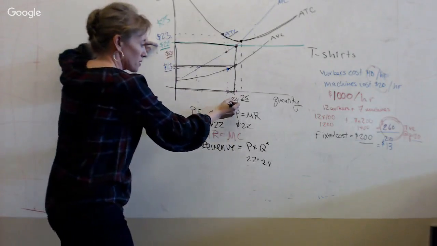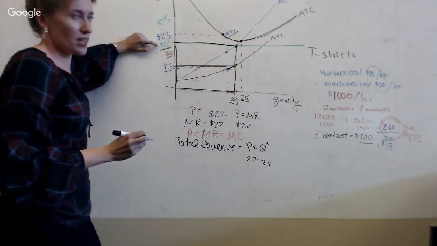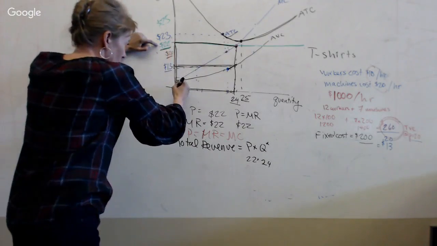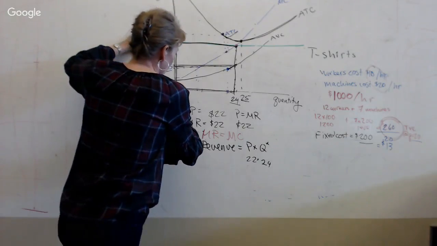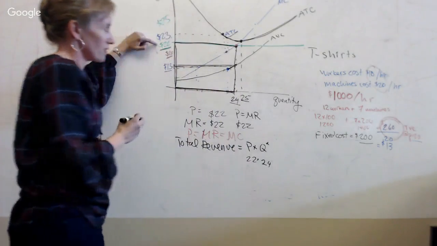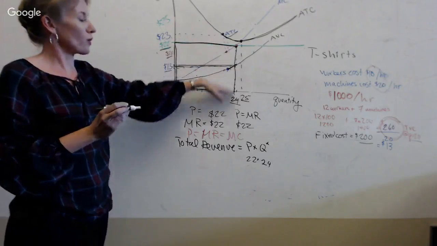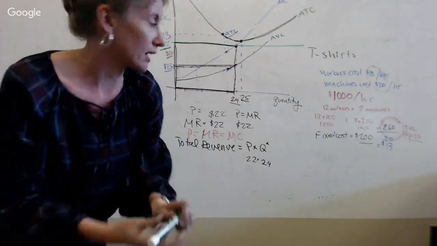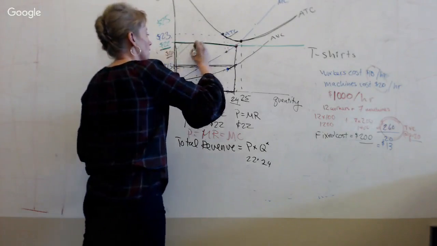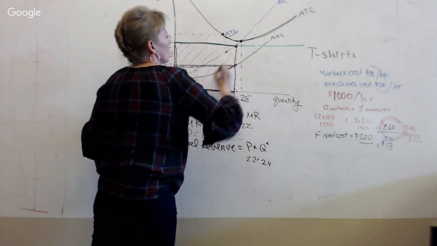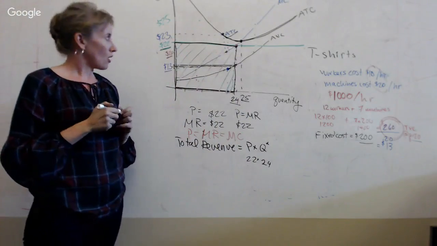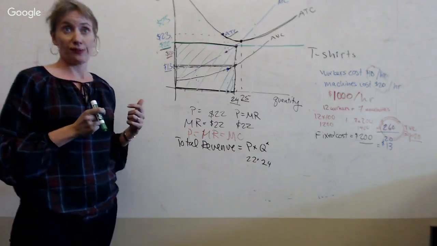price times quantity. As Jose reminded us earlier, the area of a rectangle is the height times the base. So we can represent total revenue, and I'm going to shade it in green, just like in your interactives, is this area here. Now, total cost.